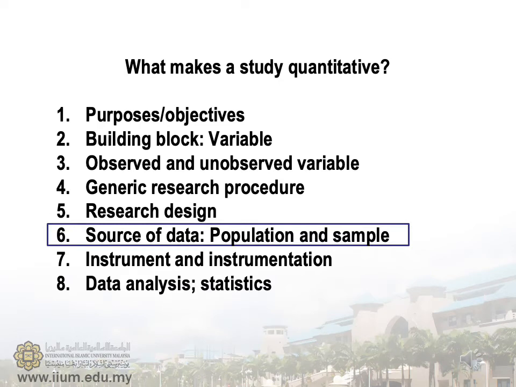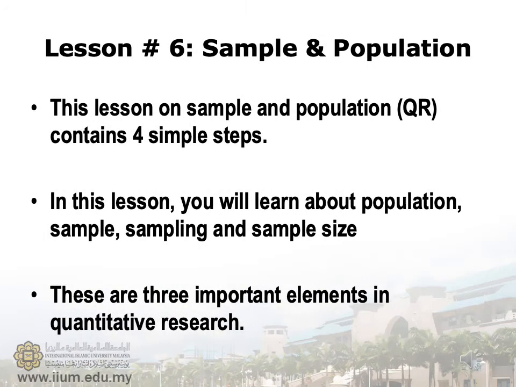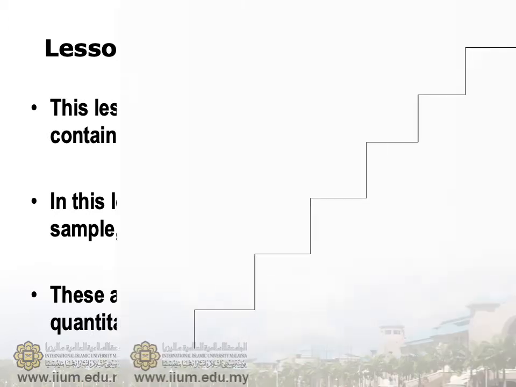We are now in lesson number 6, Population and Sample. This lesson is about the primary sources of data. The sources would directly provide quantifiable information, which the researcher will collect and process in order to address the research questions. This lesson on sample and population contains 4 simple steps. You will learn about study population, sample, sample size, and sampling techniques.